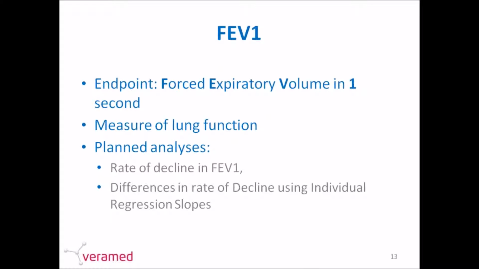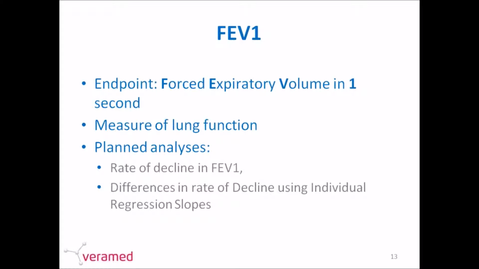So the second endpoint that we looked at as statisticians in data cleaning was FEV1. FEV1 is a common respiratory endpoint, and it stands for the forced expiratory volume in 1 second. That means the volume of air exhaled by a subject in the first second when they're performing a forced expiratory maneuver into a specialist machine, and it's basically a measurement of lung function for the subject.